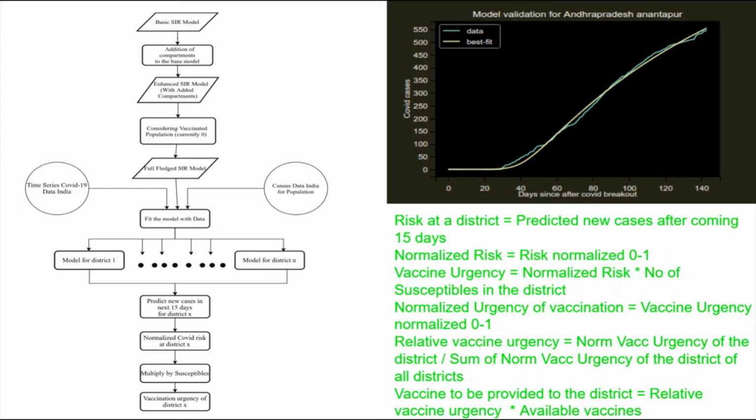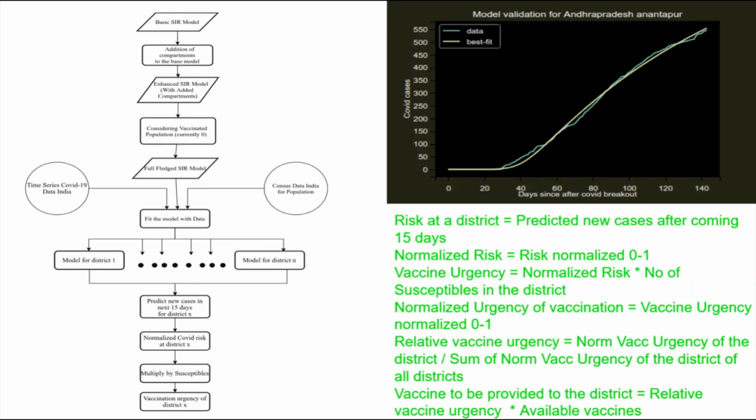So, hi guys, this is Shayan Day. I'll be explaining the backend part of our code, which comprises a model that takes in the district-wise COVID statistics of India and estimates the urgency of vaccination in that district. Here you can see the flowchart of our model, how we made it.